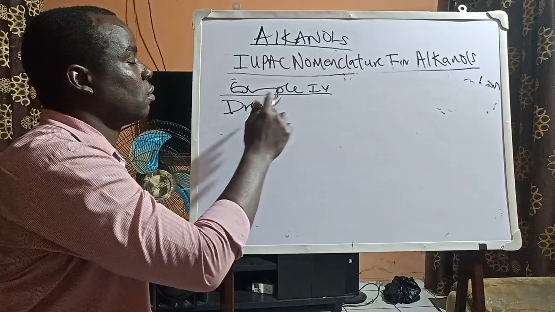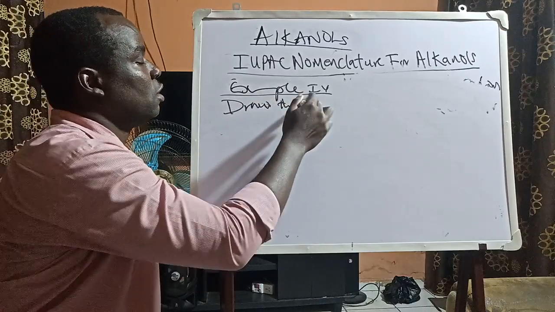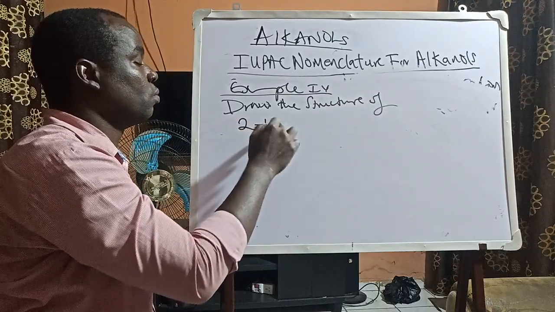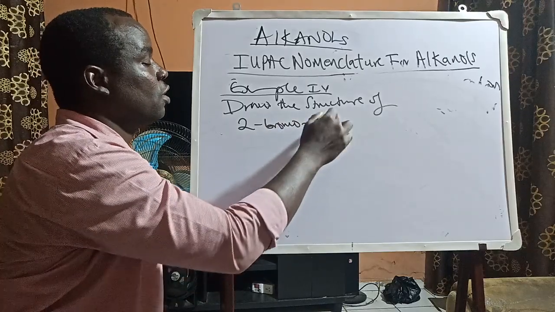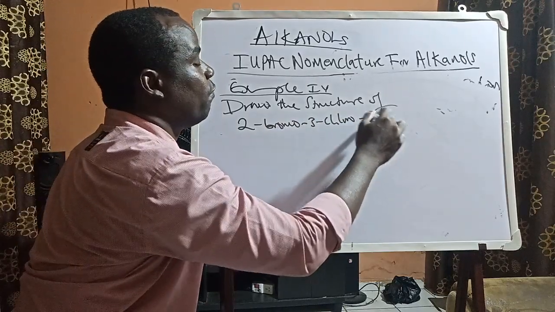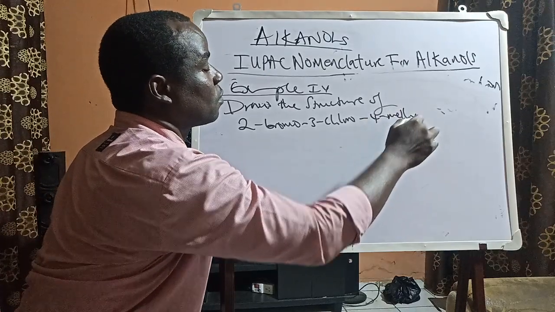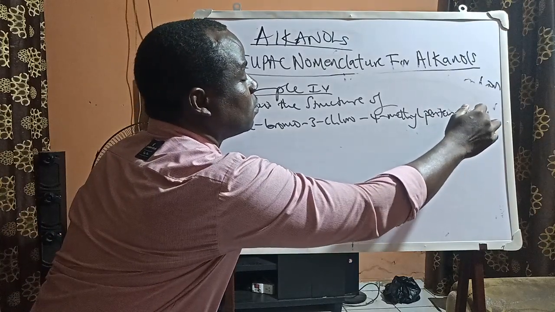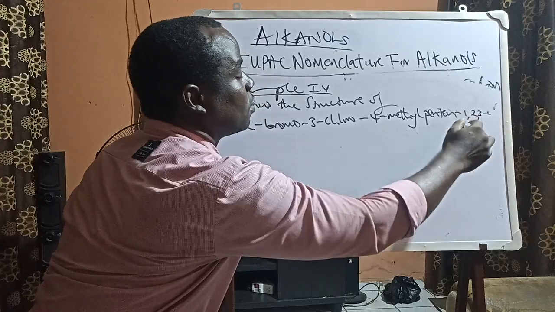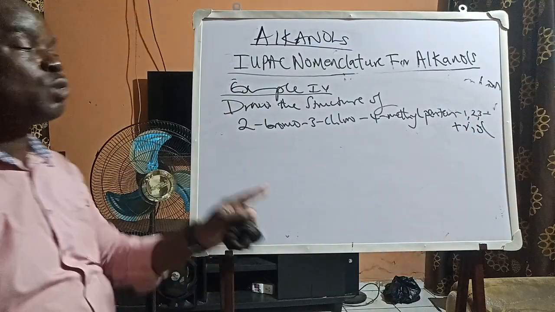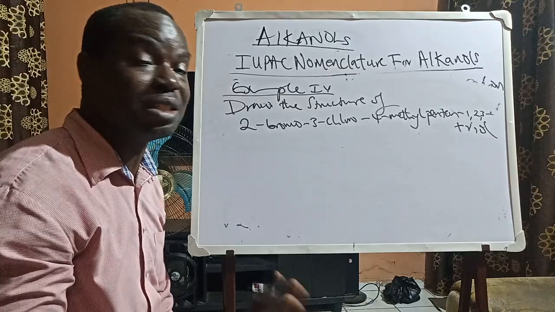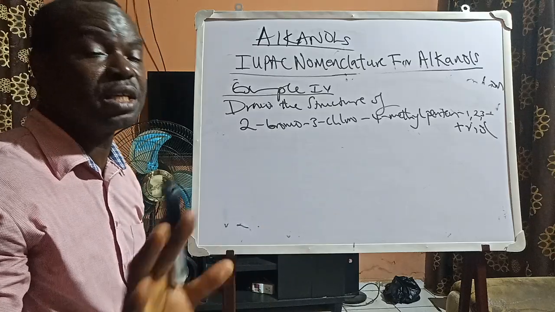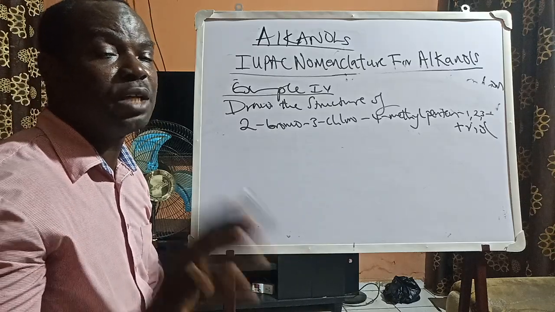Draw the structure of 2-bromo, 3-chloro, 4-methyl, pentan-1,2,3-triol. Let's quickly look at this structure. I know it's a bit long, but it's easy. So if you can understand this one, any other one you are given, you can do. Okay, now let us draw it.